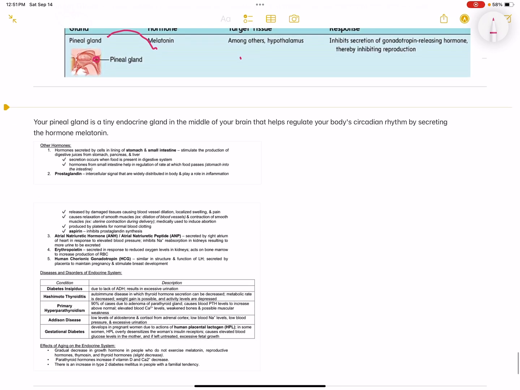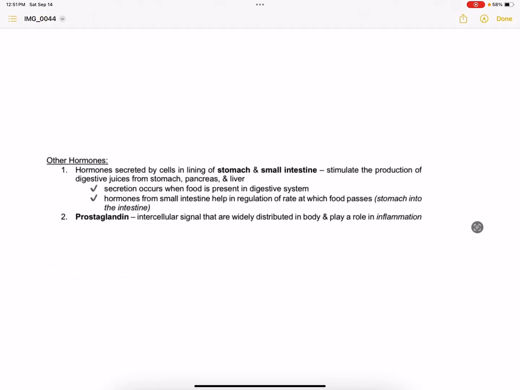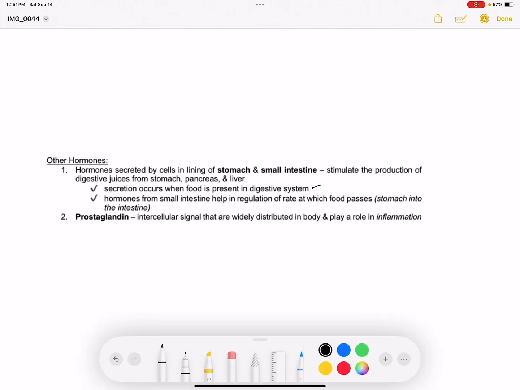Okay, so other hormones secreted by cells in the lining of the stomach and intestine stimulate the production of digestive juices from the stomach, pancreas, and liver. These hormones occur when food is present in the digestive system. Hormones from the small intestine help in regulation of the rate at which food passes from the stomach into the intestine. Prostaglandins are intercellular signals that are widely distributed in the body and play a role in inflammation.